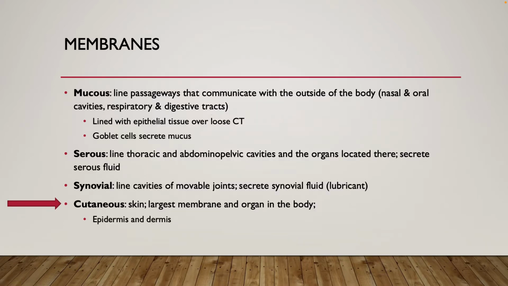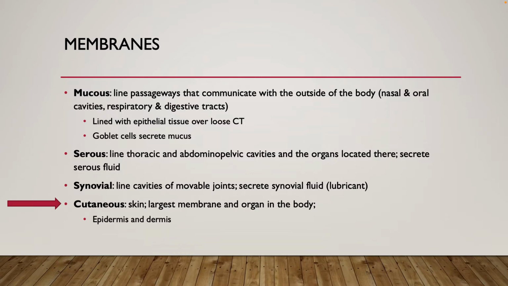So we have different types of membranes that we can associate with our bodies. We have mucous membranes made up of different types of epithelial tissue, so things like lining our oral cavity, nasal cavity, respiratory, and digestive tract. We have serous membranes that line different internal organs, so things like the heart, the lungs, and some of our abdominal viscera, and they secrete a serous fluid that helps to lubricate and decrease surface tension.